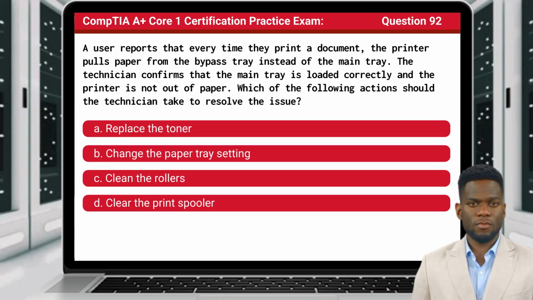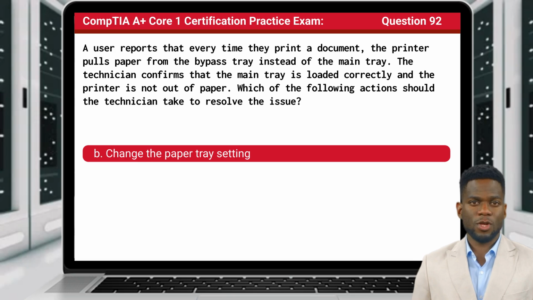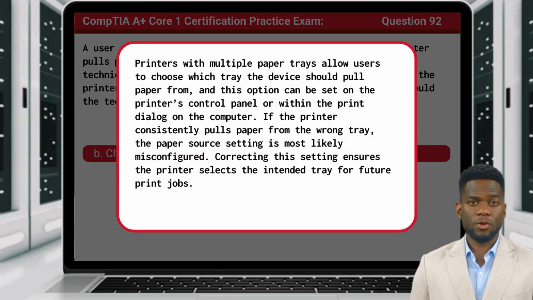The answer is B. Change the paper tray setting. Printers with multiple paper trays allow users to choose which tray the device should pull paper from, and this option can be set on the printer's control panel or within the print dialog on the computer. If the printer consistently pulls paper from the wrong tray, the paper source setting is most likely misconfigured. Correcting this setting ensures the printer selects the intended tray for future print jobs.